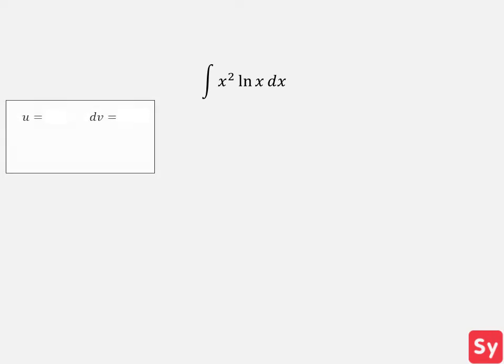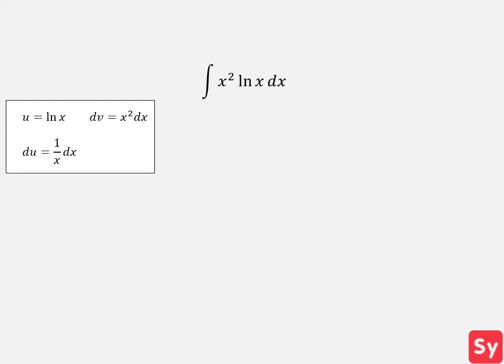Let's see our first example. We have the integral of x squared times ln of x dx. We want to find what u and dv are equal to first. We consider the list of what to set u equal to. We see that there is a logarithmic function in the integrand, so we set u equal to ln of x. That means dv is equal to x squared dx.